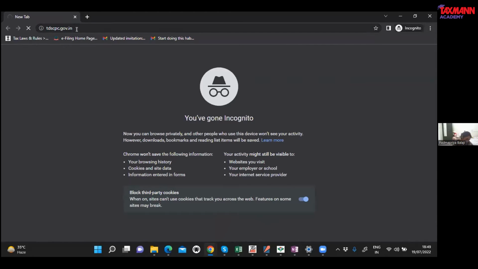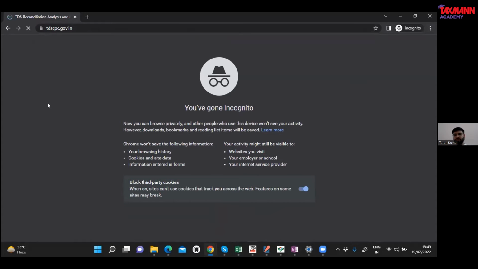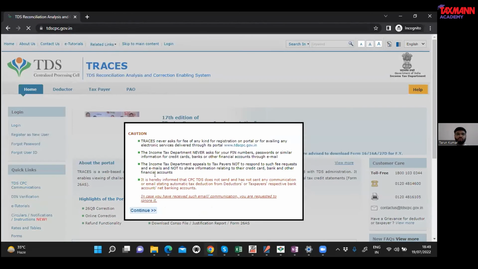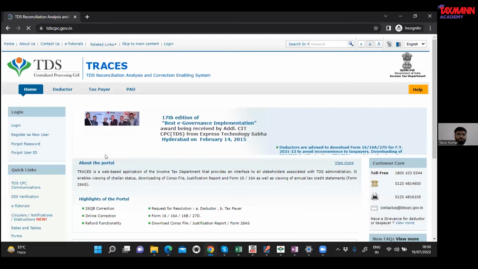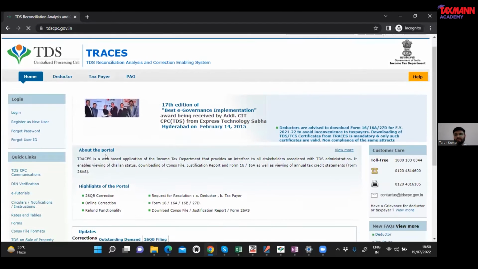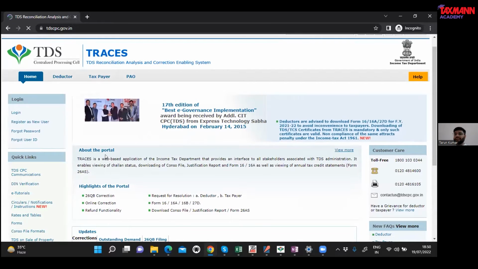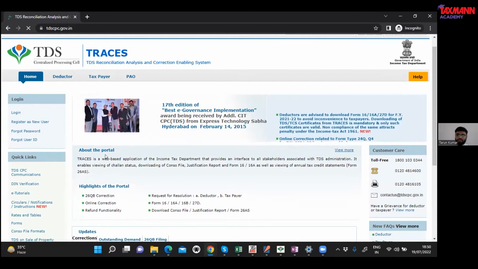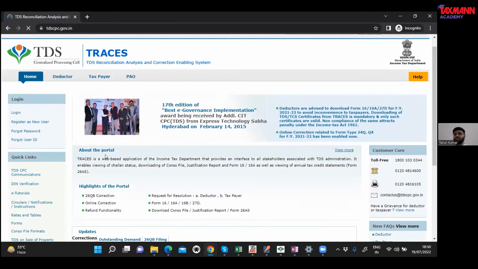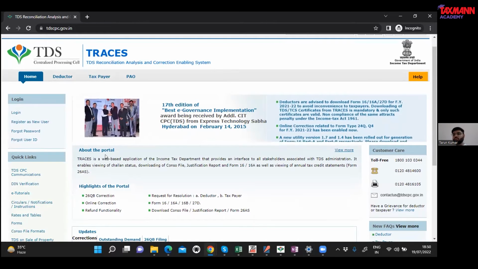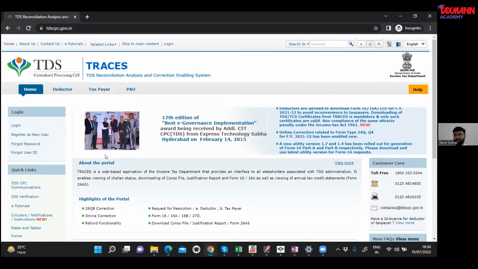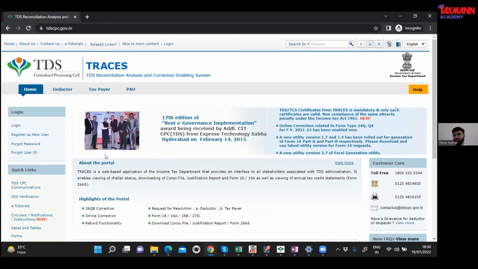So you need to visit the website tdscpc.gov.in. This is the website for downloading the TDS certificates. Earlier, while I showed you the payment and the filing of form 26QB, QC, QD, QE, what was that website? It was not TDS CPC.